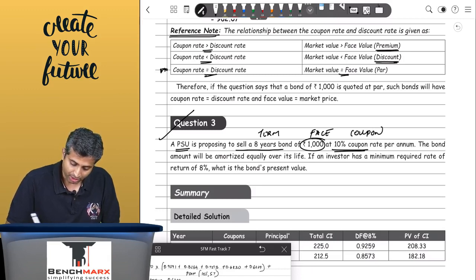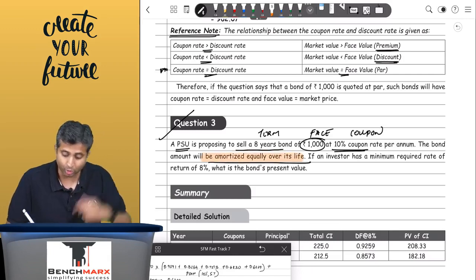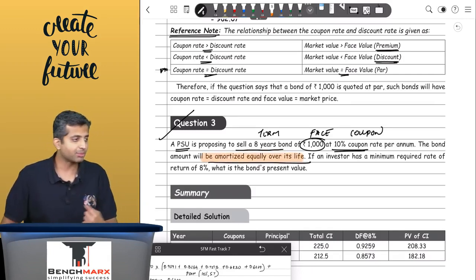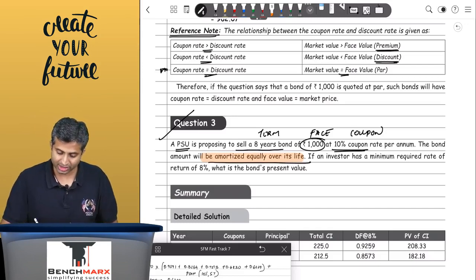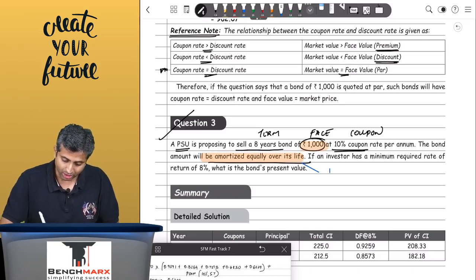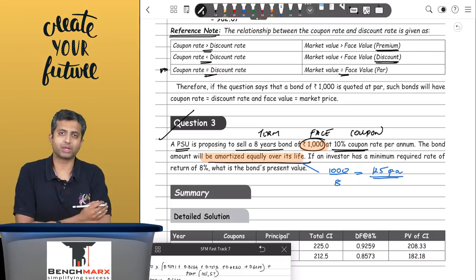The bond will be amortized equally over its life. So this is a new adjustment. They tell you that the bond will be amortized equally over its life, which means that the principal value of the bond will be repaid equally over the life. So if the bond is, for example, 1000, this sentence implies 1000 divided by 8, which is 125 per annum. This is a bond where 125 per annum will be repaid in each year.